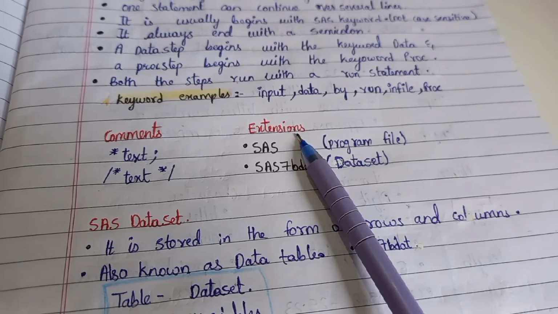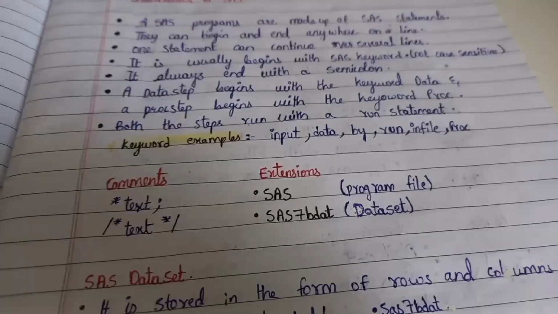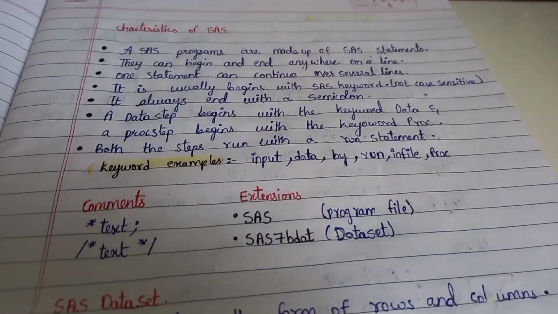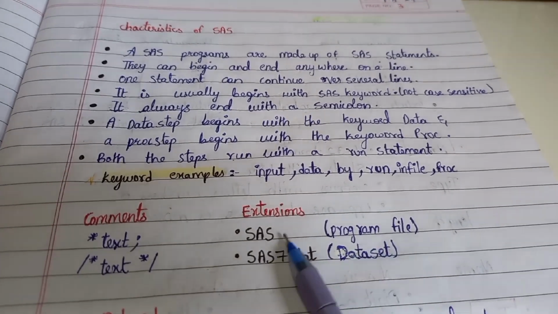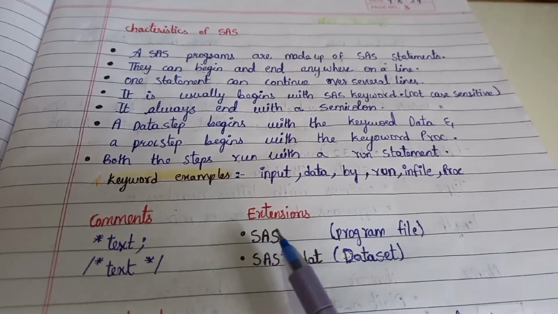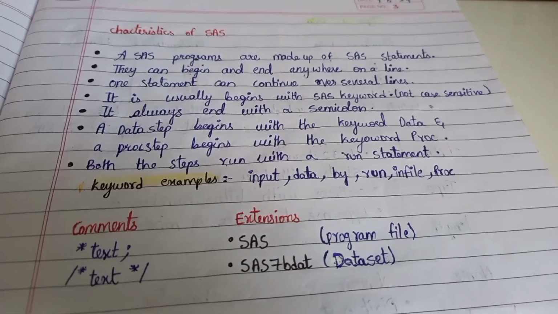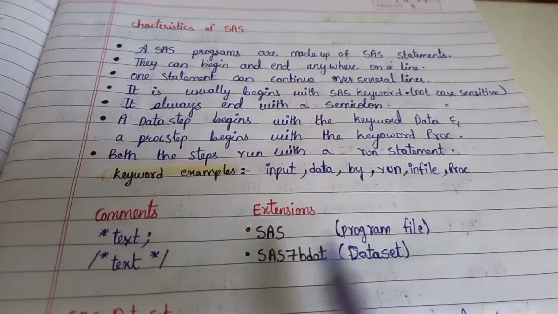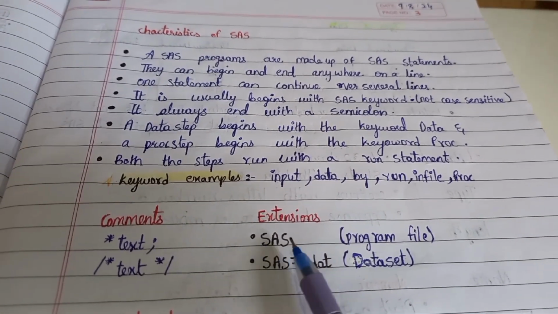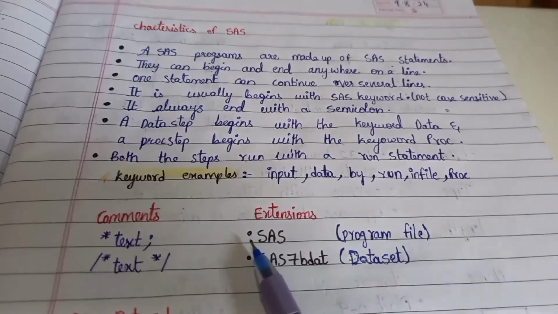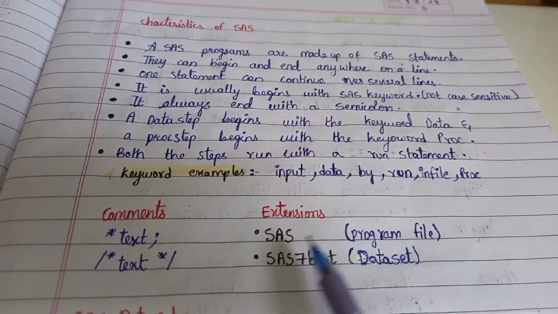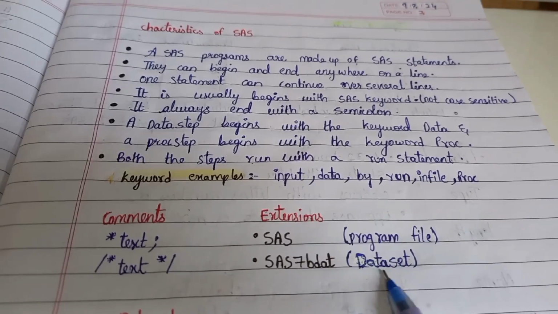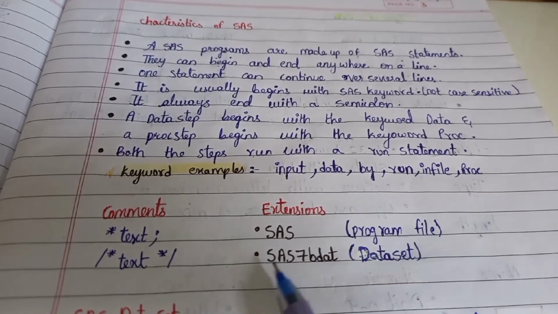Okay. And the extensions in SAS. As we know, if you are from the programming side, the Java extension is .java. And here the SAS extension is .sas. Okay. And this is for the program file, and for the data set we use .sas7bdat.